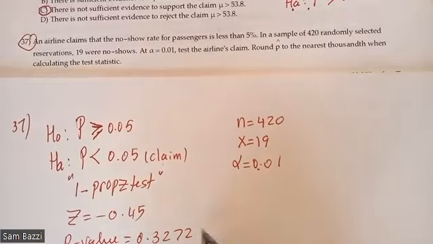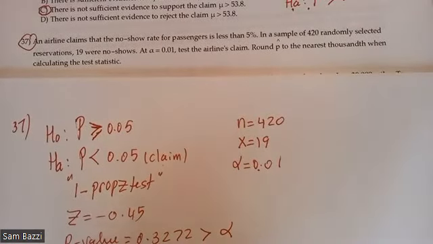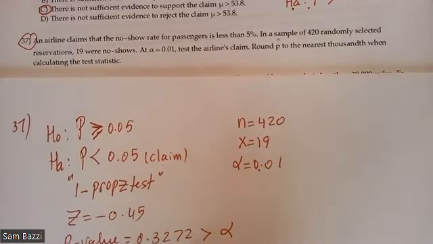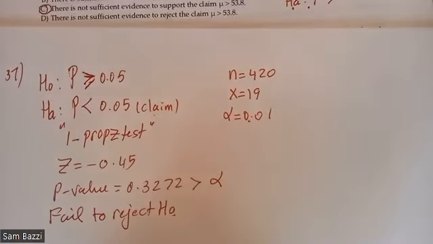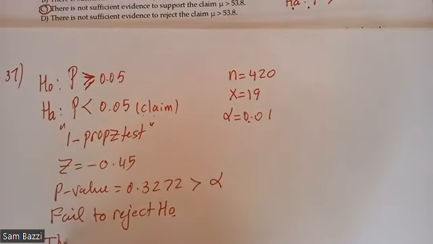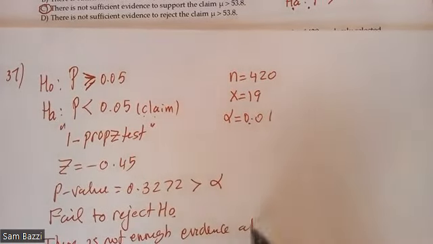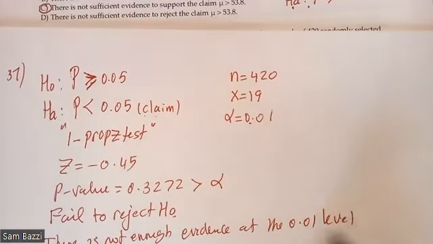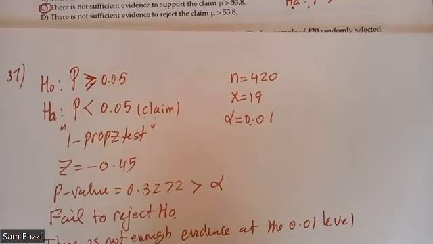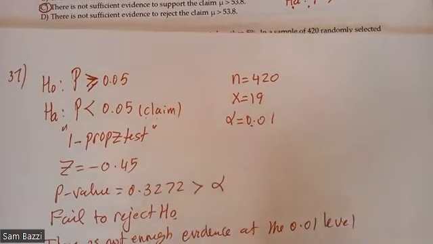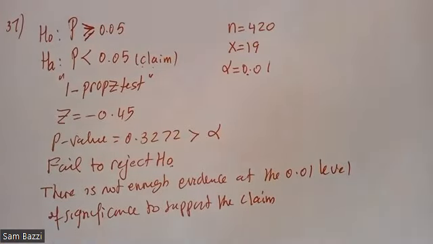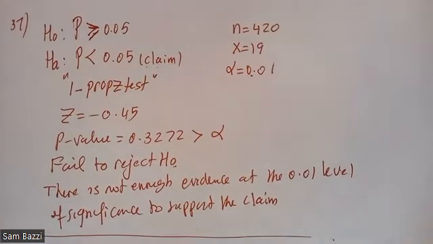Now compare the p-value with alpha. It's bigger than alpha, as you noticed. So if the p-value is more than alpha, you fail to reject H0. And if the p-value is less than alpha, you reject H0. Remember that. If you fail to reject H0, you cannot support the claim because the claim is in HA. So you say there is not enough evidence at the 0.01 level of significance to support the claim. And you can write down what the claim is. All right, so that concludes this question 37. When I say write down what the claim is, that the no-show rate is less than 5%.